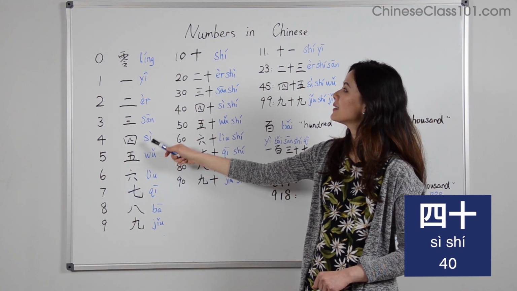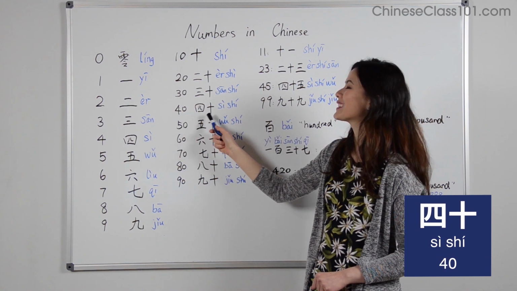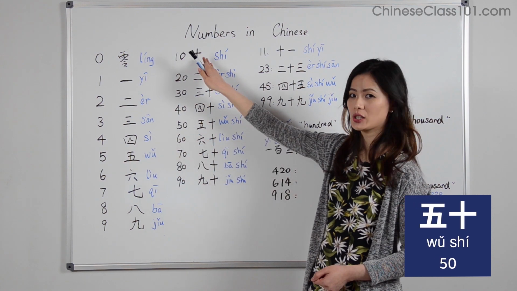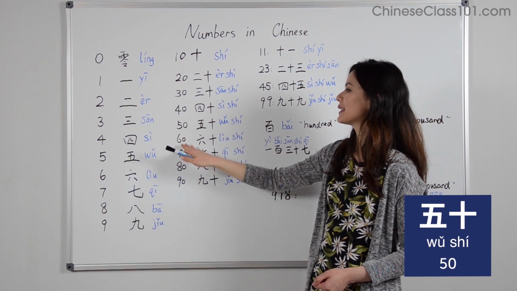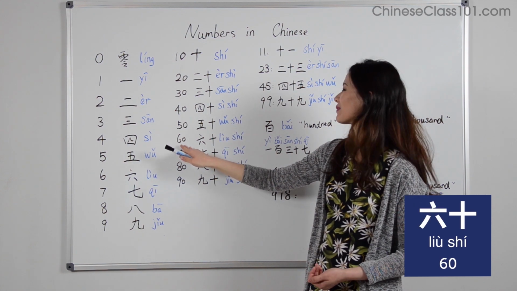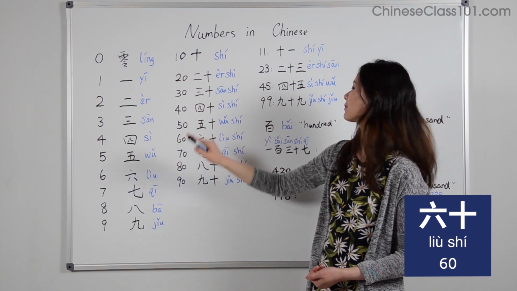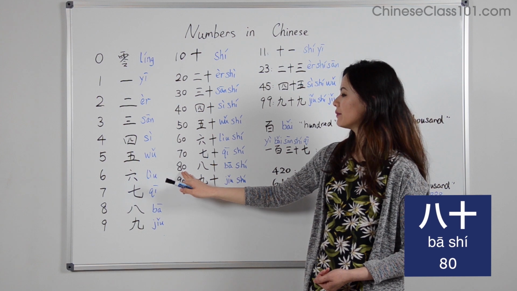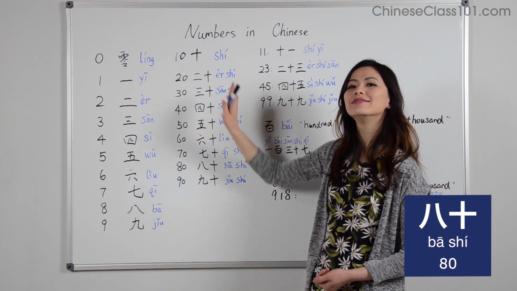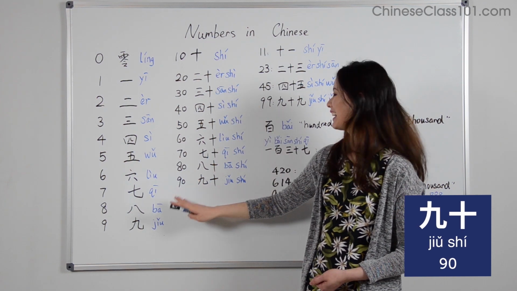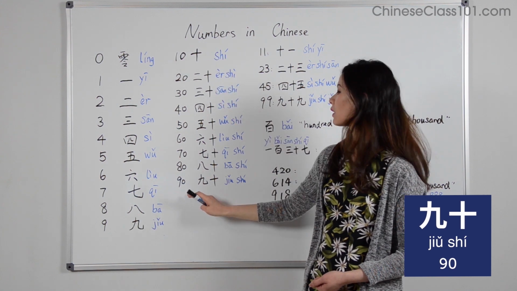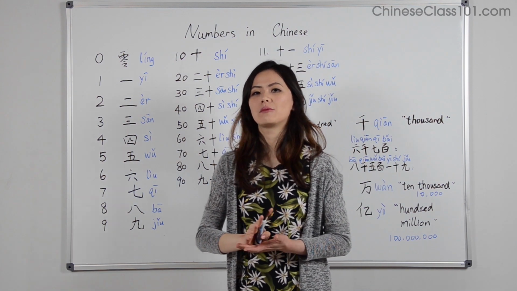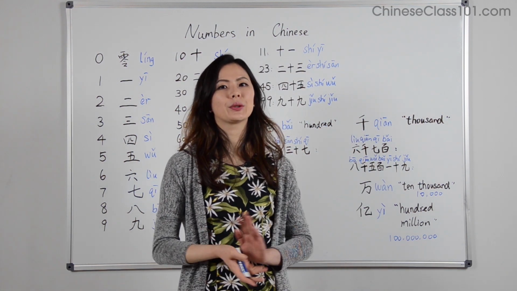40, 4 tens. 50, 5 tens. 60, 6 tens. 70, 80, 90. So at this point, we are ready to make any two-digit number that we want.